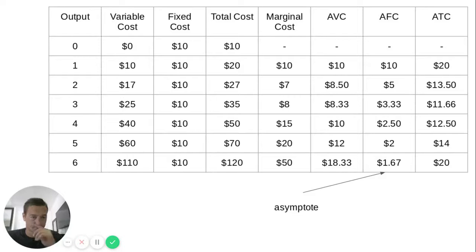If we have a look at AFC, this is what I described before as an asymptote. So the value will never ever hit 0, because it's just an average of a fixed value initially. So it starts at 10, then it's divided by 2, then it's divided by 3, then by 4, then by 5. So it's going to slowly decrease, but never reach the x-axis 0. And then ATC, what we can see is it starts at 20, it goes down as the average variable cost goes down, but as the average variable cost goes up, it starts to go up again as well. And obviously the ATC is just the AFC plus AVC.